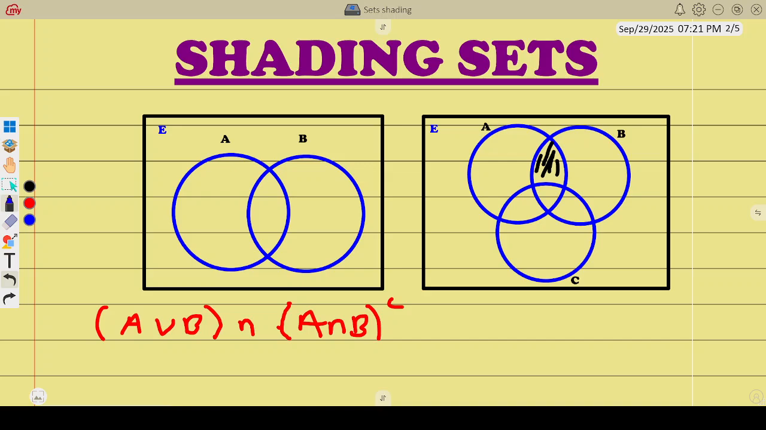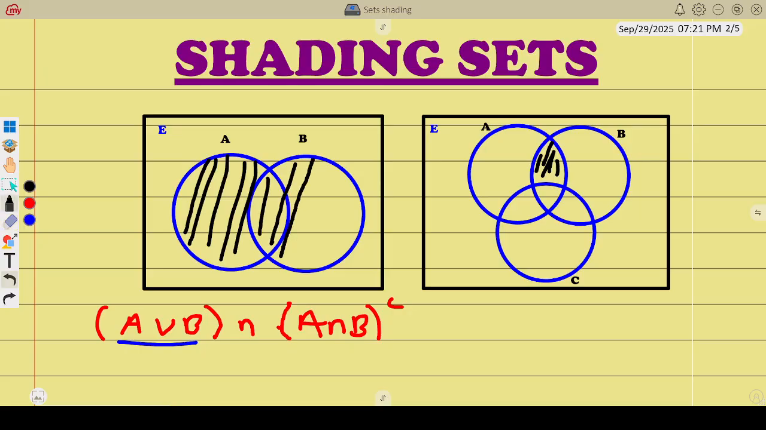So you just take it step by step. So for this one, we're going to use color black. A union B, let us shade everything in A. So everything in A. Everything in A like this, and B. So this is A union B. And then let us also shade this part. So A intersection B complement.